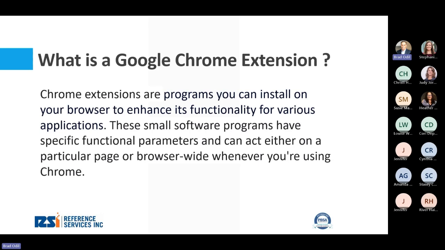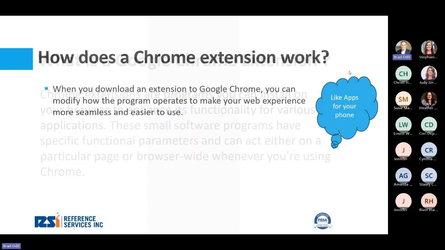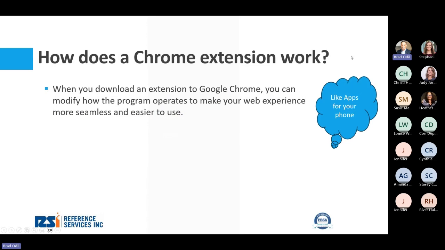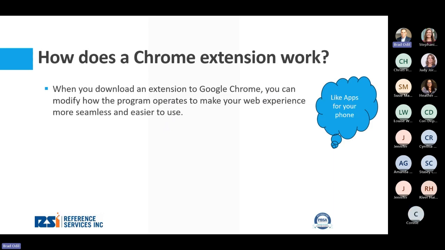To break it down, Chrome extensions are programs you can install on your browser to enhance its functionality for various applications. They're small software programs that have certain functions that either work on a particular page or throughout the entire browser. I like to tell everybody, think about your iPhone or your Android, where you can go to the App Store and download something for your bank, or something to use for travel. It's the same process. You're just going to the Google Marketplace and downloading this Chrome extension to work on your browser to modify how your program operates.